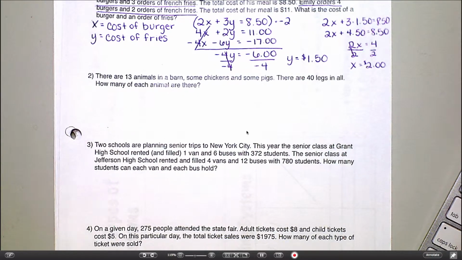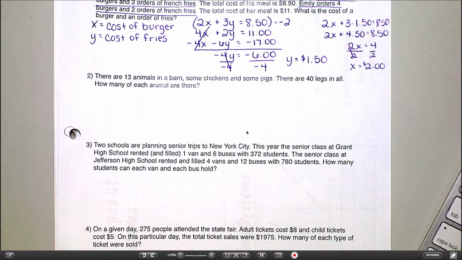Next one, number 2. 13 animals in a barn, some chickens, some pigs, 40 legs in all. How many animals are there?